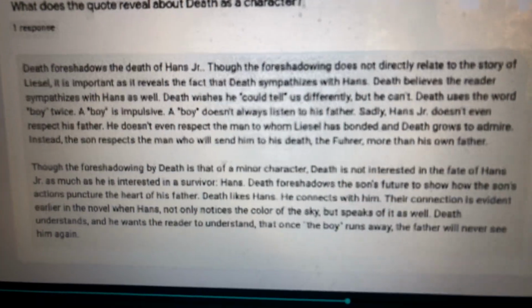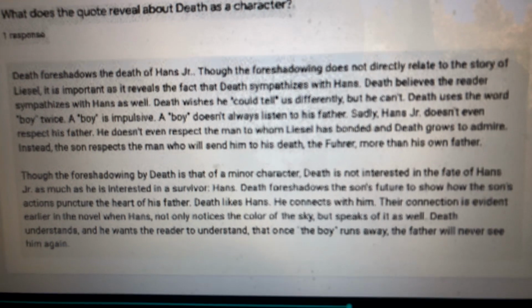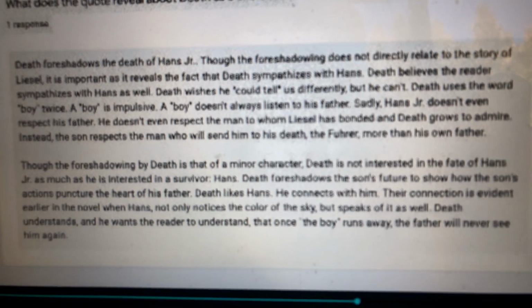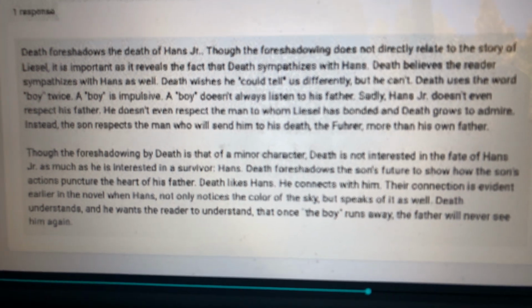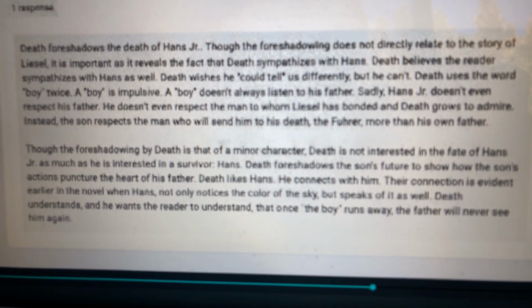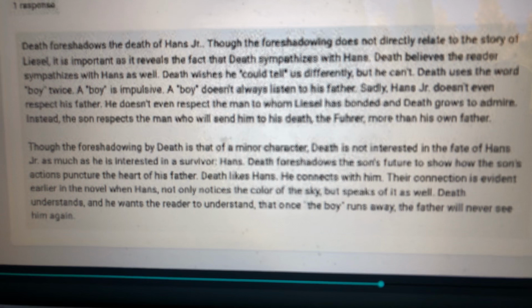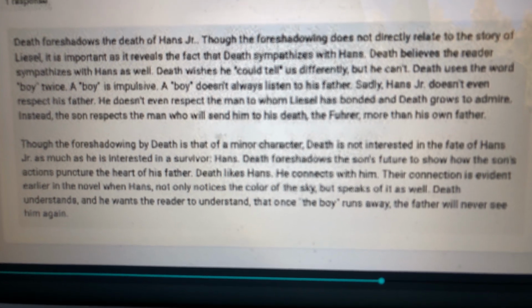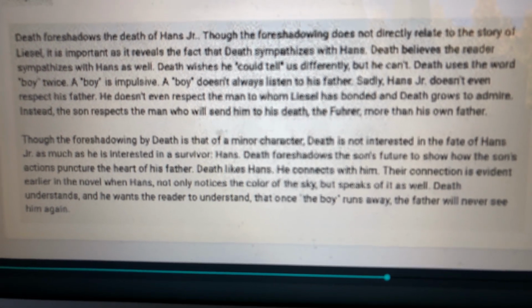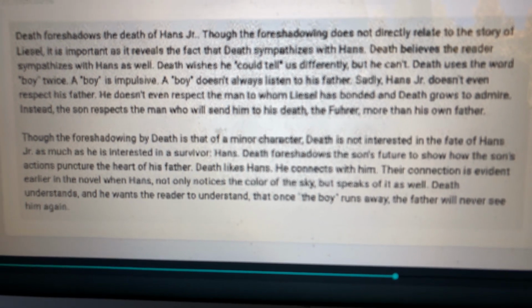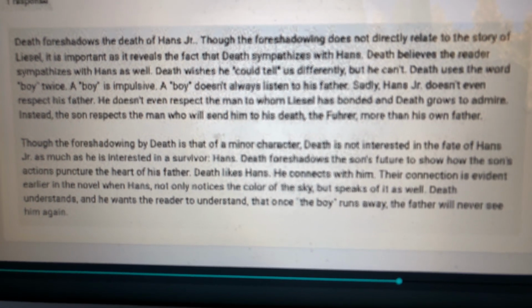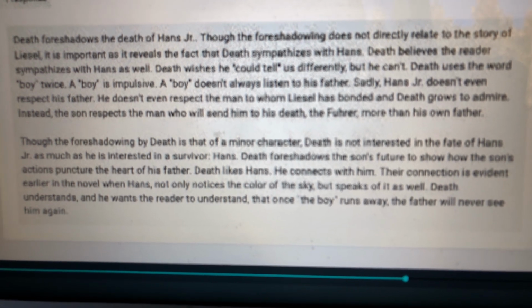What does the quote reveal about Death as a character? This is the interesting part. See what Giddy says. Death foreshadows the death of Hans Jr., though the foreshadowing does not directly relate to the story of Liesel. It is important as it reveals the fact that Death sympathizes with Hans. Death believes the reader sympathizes with Hans as well. Death wishes he could tell us differently, but he can't.